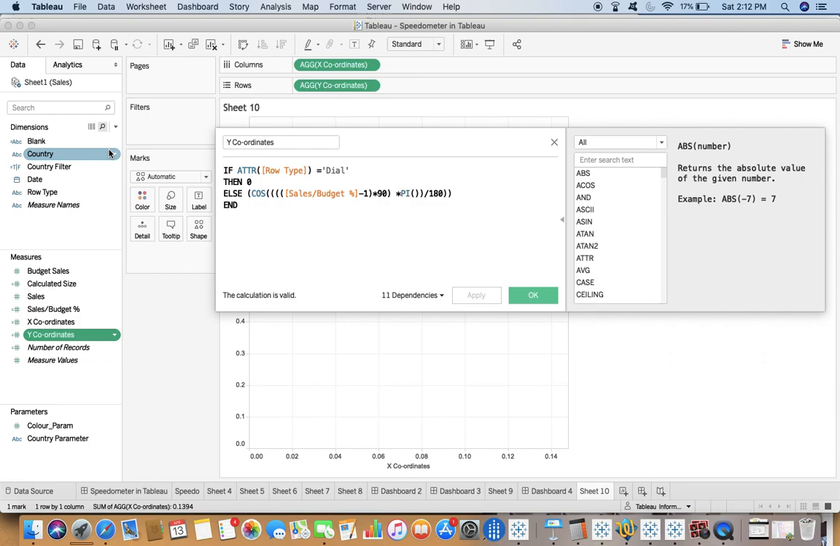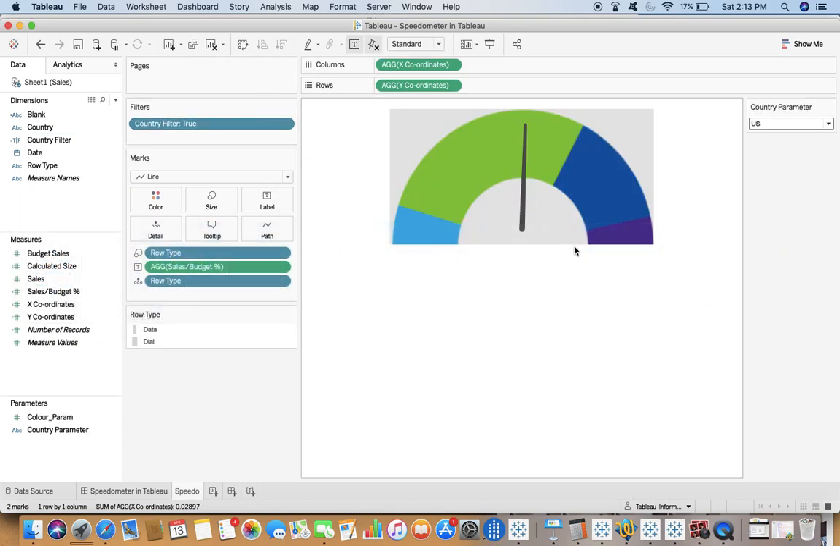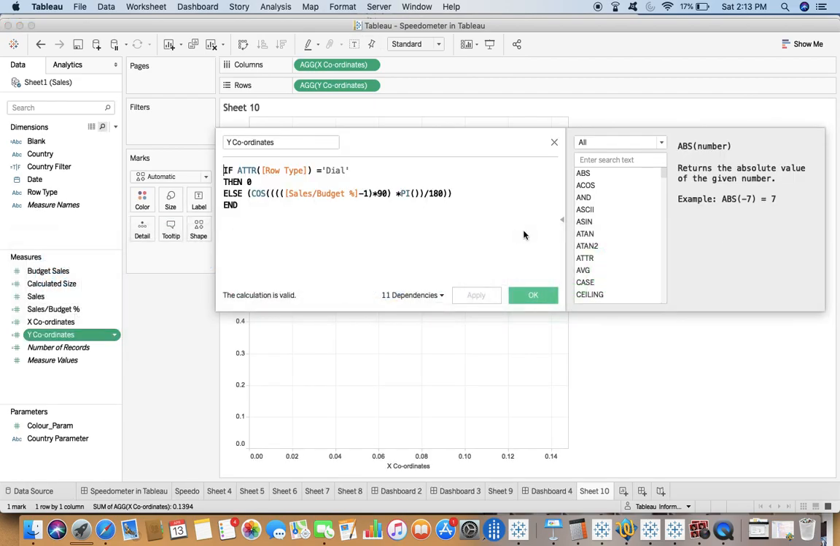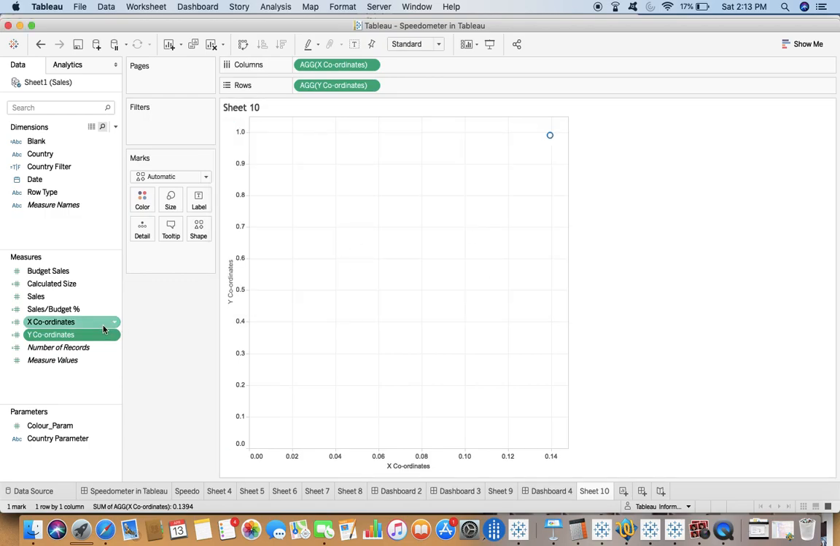So that means if the attribute of row type is equal to dal, we want the X and Y coordinates as 0 and 0. That makes sense because whenever there is row type dal, we want that point as X and Y 0. This is our origin. So the first half is easy to understand, but let's try to understand the second part as well.